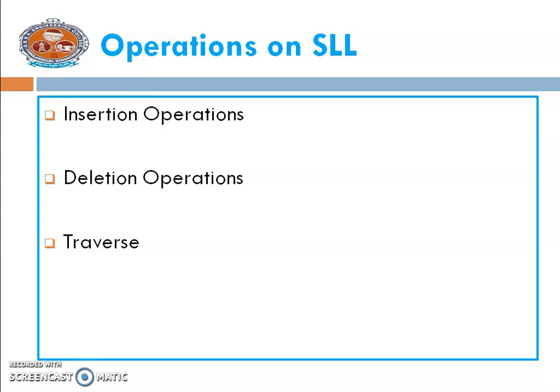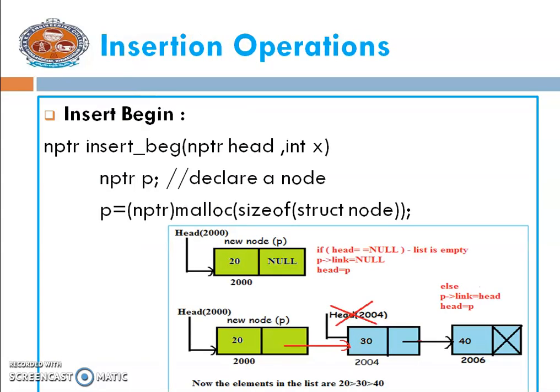Inserting into a single linked list can be performed at different positions. Based on the position of the new node being inserted, the insertion is categorized into three types. First one, insert begin operation. To perform any insertion operation in the single linked list, first we have to create a new node. Here is a function of insert begin.